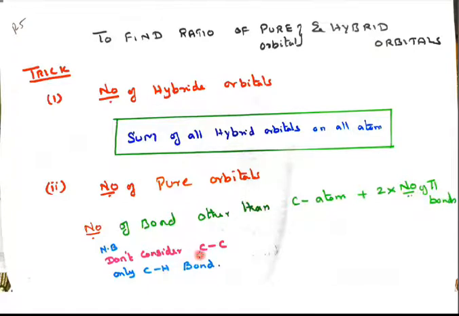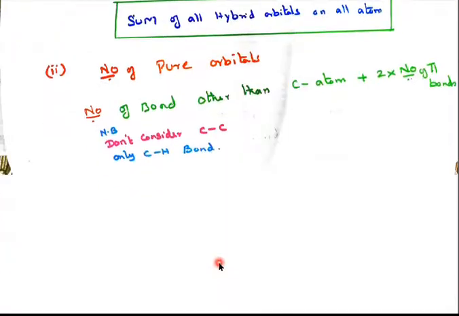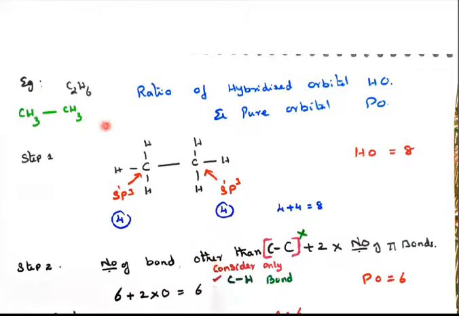So don't consider carbon-carbon bonds. Consider only carbon and hydrogen bonds. Let us see the examples. C2H6. Find the ratio of hybridized orbitals (HO) and pure orbitals (PO). So step 1, write the Lewis structure of CH3. CH3 and CH3, a single bond between CH3 and CH3, is called C2H6.